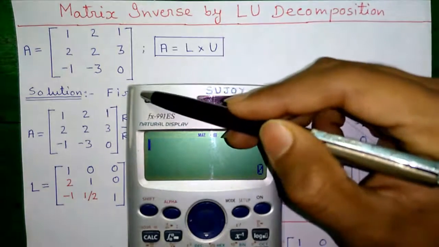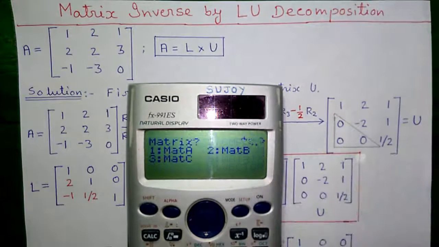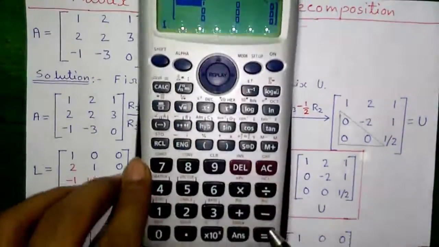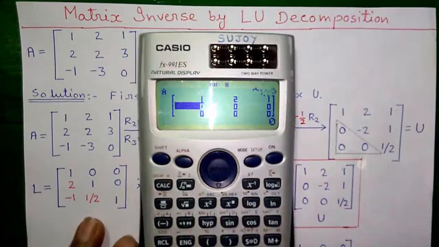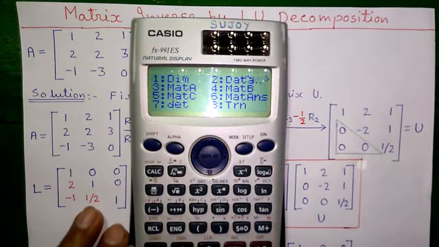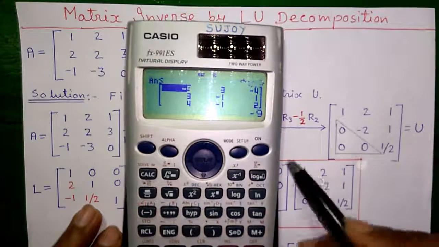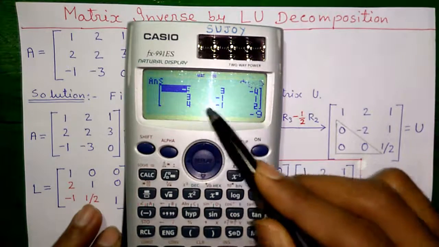Now let's find out matrix inverse directly on this calculator. For that, press mode, 6 for matrix, 1 for matrix A, 1 for 3 cross 3 matrix. And let's enter the elements. To enter the element, type in the element and press equals to enter. Press AC to clear screen. Press shift 4, 3 for matrix A and this button for inverse. Press equals to. So A inverse is -9, 3, -4, 3, -1, 1, 4, -1 and 2.